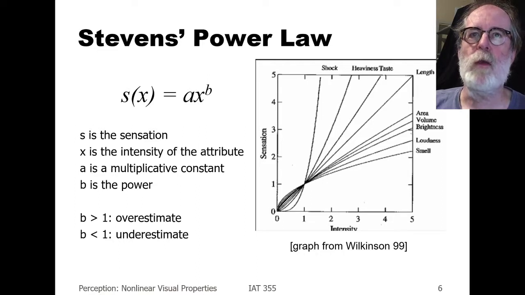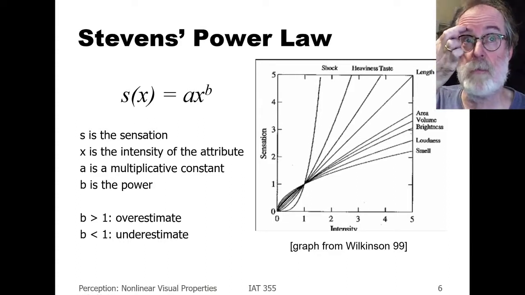And the way it works is the sensation of a stimulus X, or the intensity of the attribute X, the sensation of that attribute is equal to some constant times that attribute to the power b. Now, if b is equal to 1, that's really just ax, because x to the exponent 1 equals x. And so we see in this graph that length is linear. We're good at estimating length when we see the length of something. We can tell that something's 2 meters and something's 4 meters and so on and so forth.